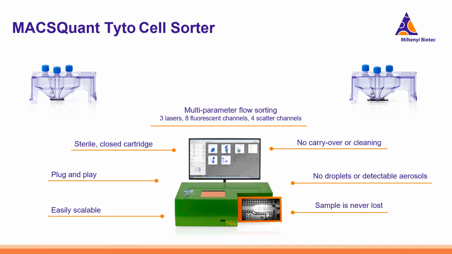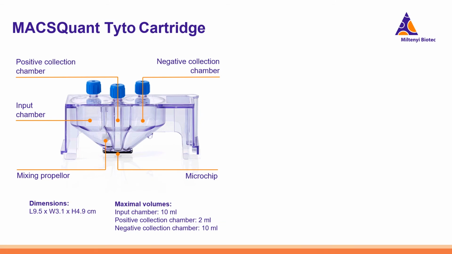Another benefit is that the sample can never be lost, as the cells never leave the cartridge during the sorting procedure. So let's have a closer look at the cartridge. Here you can see that it consists of 3 different chambers: an input chamber, where the sample of interest goes into, a positive collection chamber, where the positively sorted cells will end up, and a negative collection chamber, where all the rest flows through.